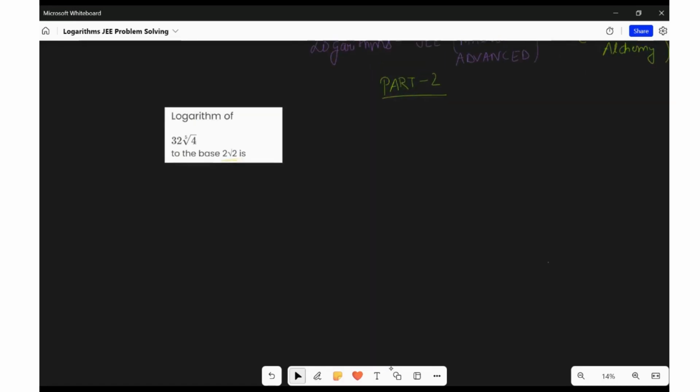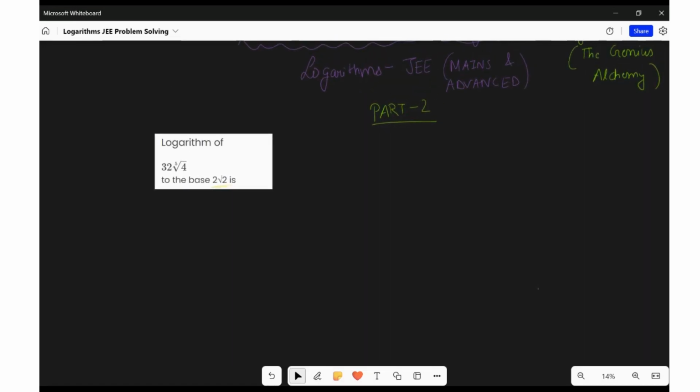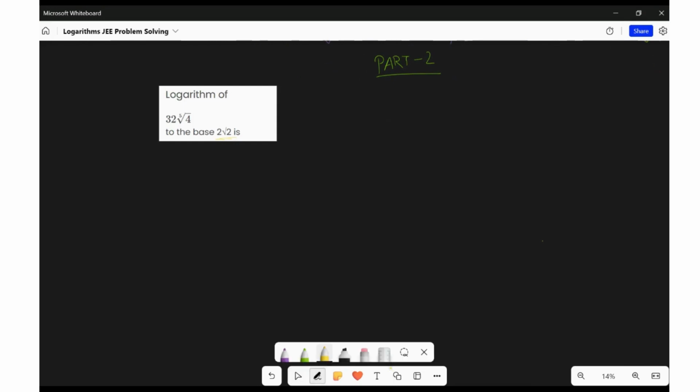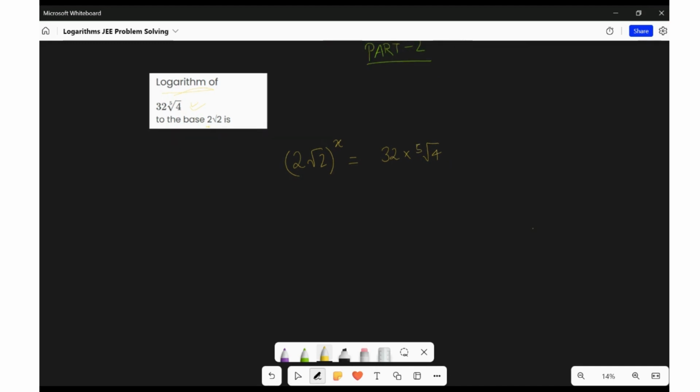Look at the first problem of JEE Mains, which is probably very easy. We need the logarithm of this to the base this. So what we can see is that 2 root 2 to the power x should be 32 into 4 to the power 1 by 5, right? This is how we need to express it.